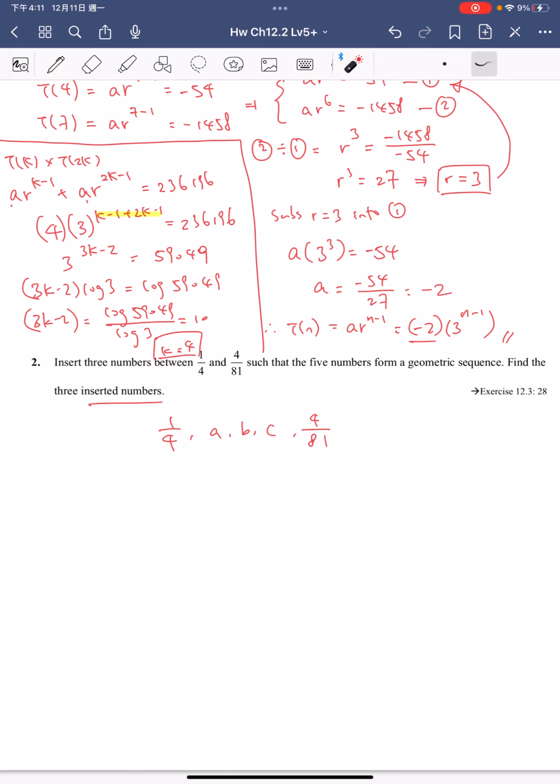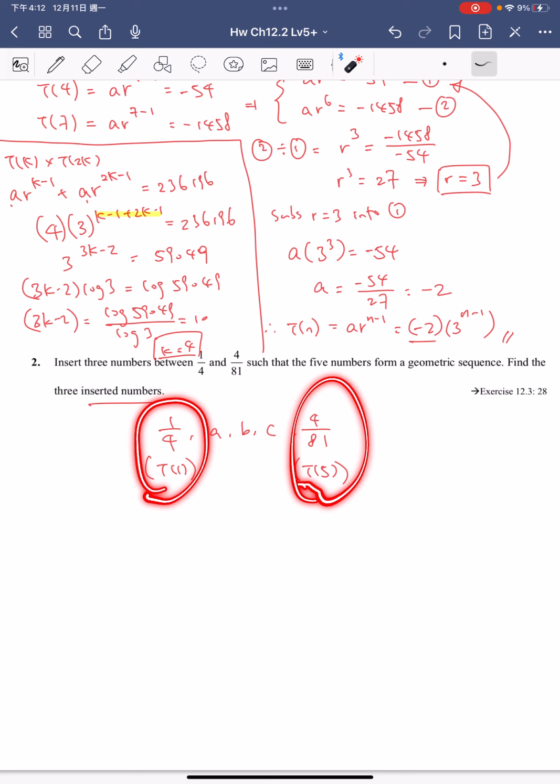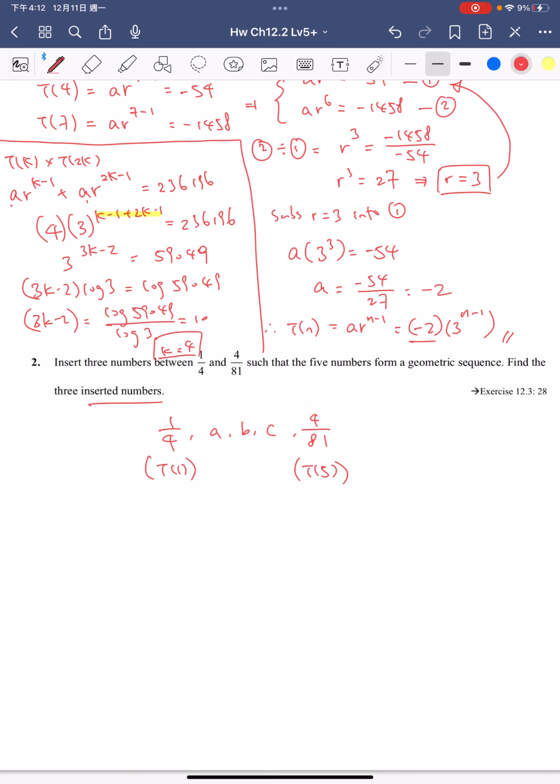So treat the whole thing as a whole sequence, then this 1 over 4 is going to be our first term. So we can just say that this is equal to t1. And then this is going to be our 1, 2, 3, 4, 5, so this is going to be our t5. Then as we have t1's formula and t5's formula, we can get the ratio, isn't it? So t1 is just equal to a, which is equal to a quarter, and then t5 is equal to ar to the power of 5 minus 1, giving you the answer of 4 over 81.